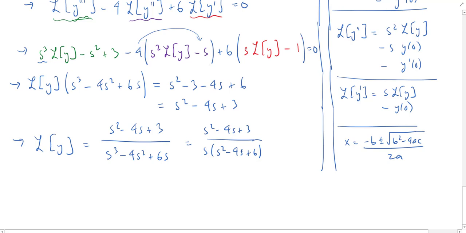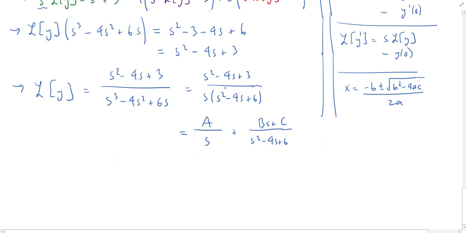So this is going to be an irreducible quadratic, which means if we want to do a partial fraction decomposition, it's going to look like a constant over s, and then we get this irreducible quadratic, and of course we have to use now a linear term on top. Okay, well, let's see. If we multiply through by the denominator, we'll get that s squared minus 4s plus 3 is equal to a times (s squared minus 4s plus 6) plus (bs plus c) times s, because we cancel the irreducible quadratic and just get s.